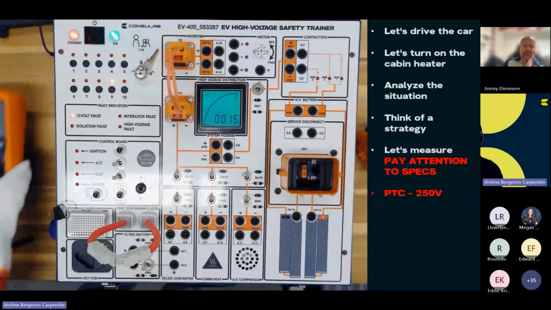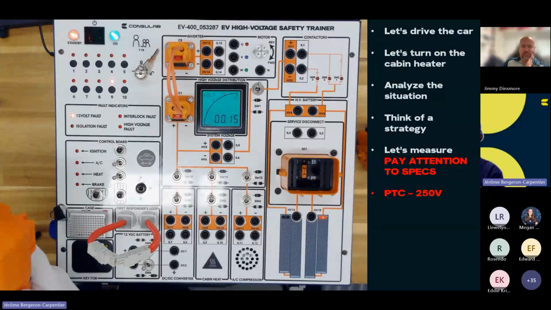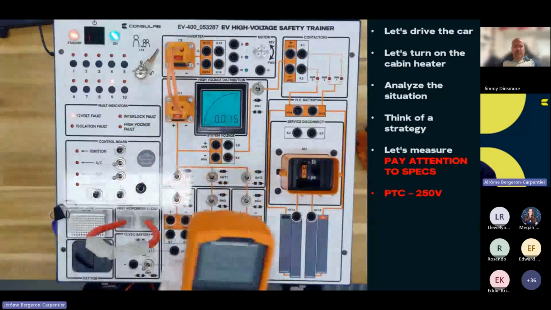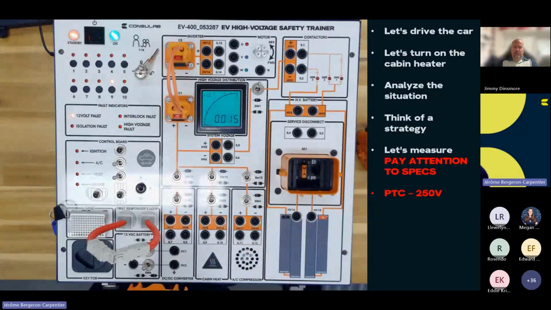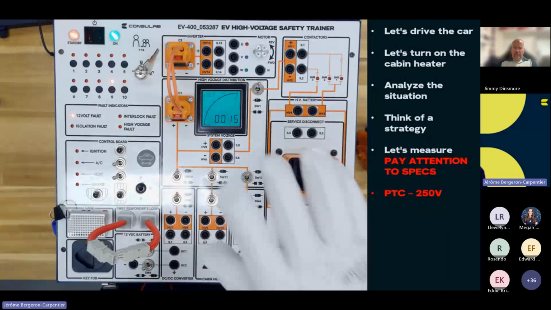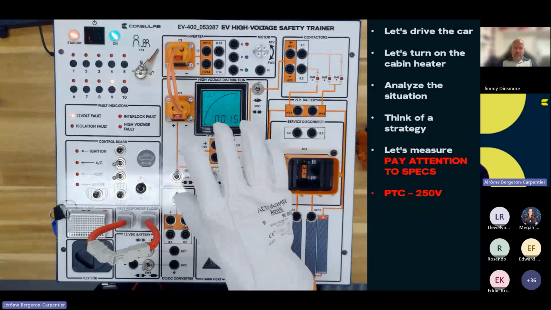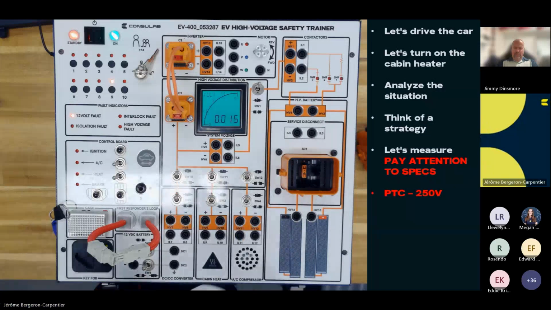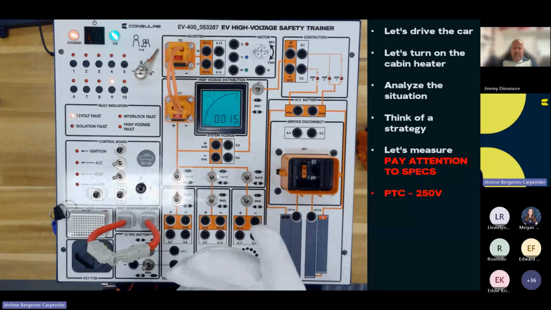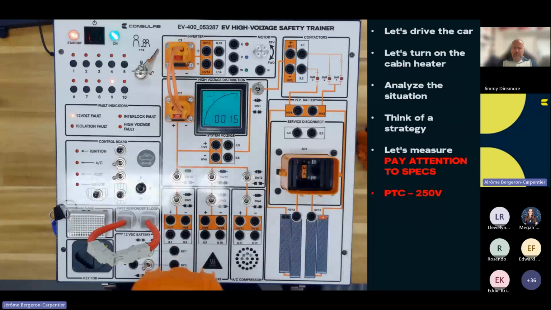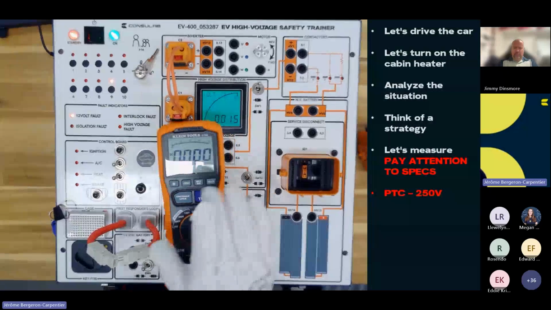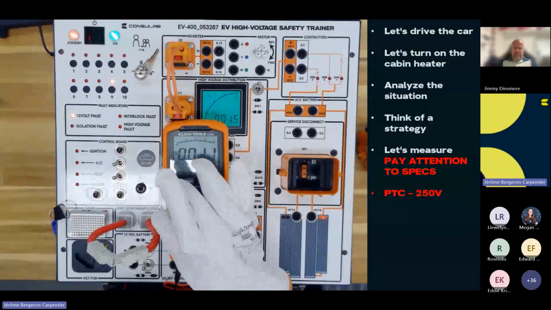Now what we're going to do is take our DMM and do the live-dead-live test to make sure that there's no high voltage left in the car. The live-dead-live consists of testing the 12 volt battery, where we know we're supposed to have 12 volts, then testing the high voltage side, and then going back to the 12 volt battery to make sure that our meter is actually good and reads the right things.